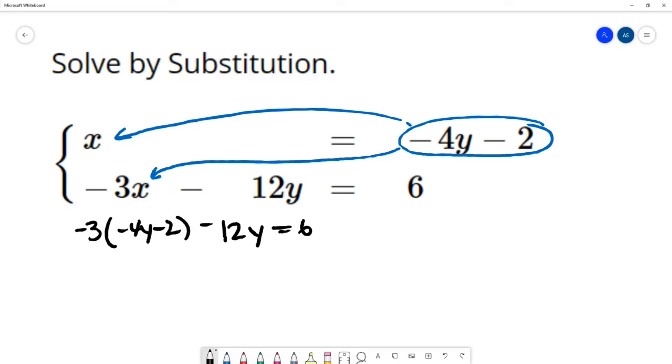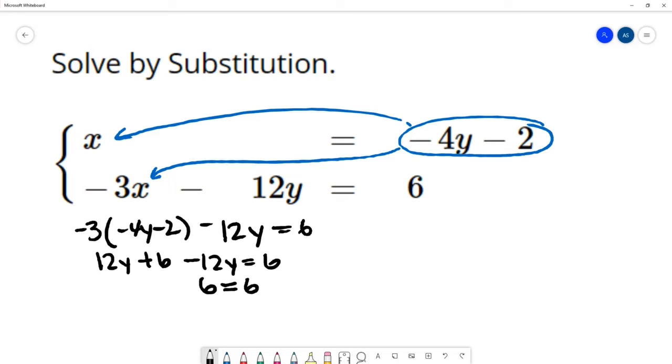I'll distribute that negative 3. We have 12y plus 6 minus 12y equals 6. 12y minus 12y is 0. We have 6 equals 6.